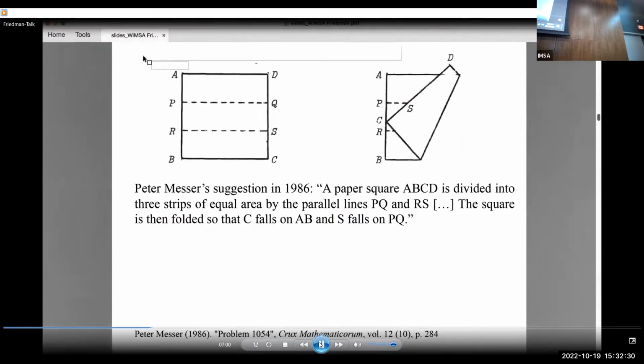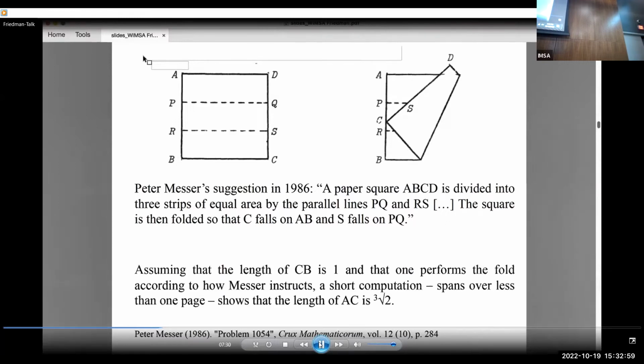A paper square ABCD is divided into 3 strips of equal area by the parallel lines PQ and RS. The square is then folded so that C folds on AB and S folds on. Folding can be done, and it can be done only in one way. That is, there is only one way to perform this folding. Messer then asks to find the ratio of AC over C.